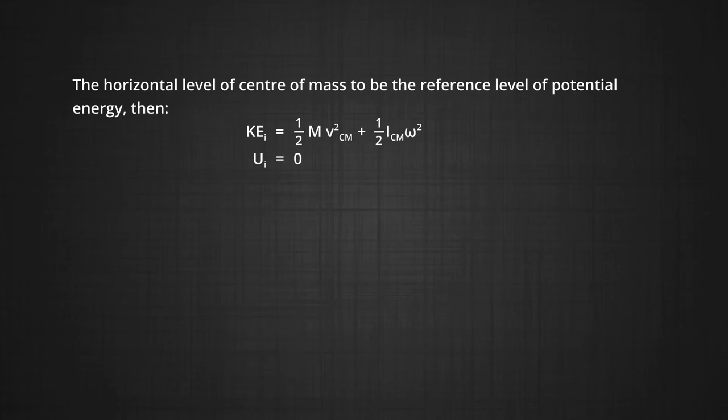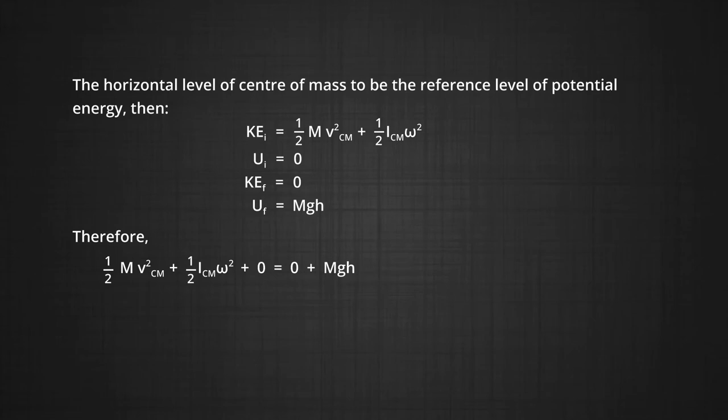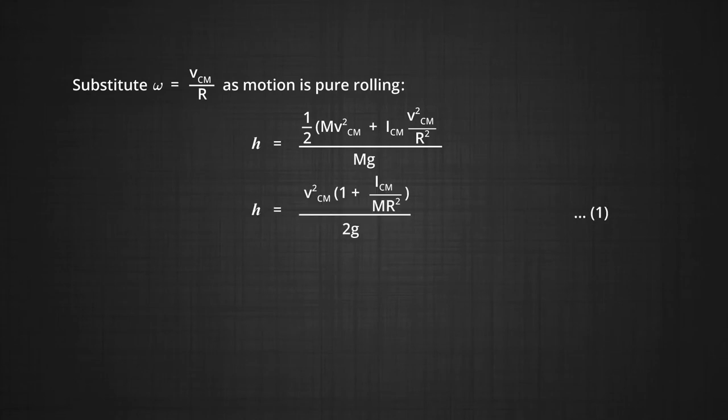While the initial potential energy can be written as 0, final kinetic energy will be taken as 0 as the body comes to momentarily rest at that point, while final potential energy will be taken as mgh. Therefore, we can write half m v_cm square plus half I_cm omega square plus 0 equals 0 plus mgh. Substituting omega equals v_cm upon r, as the motion was initially pure rolling, we can write h as half taken common, (m v_cm square plus I_cm into v_cm square divided by r square), the whole divided by mg. So h becomes v_cm square (1 plus I_cm upon m r square), the whole divided by 2g. This gives us equation number 1.